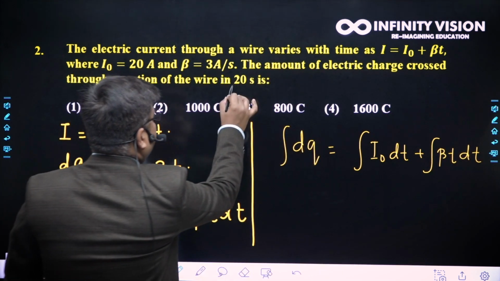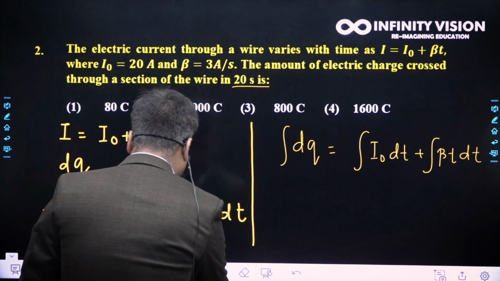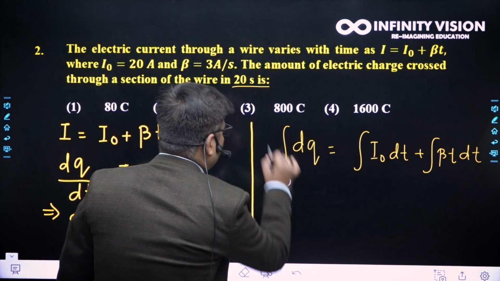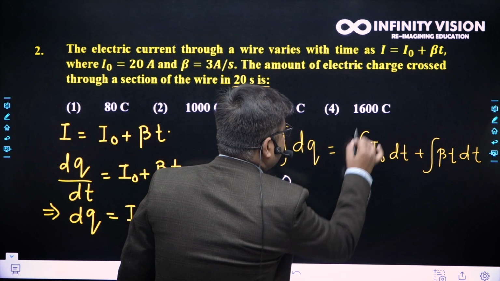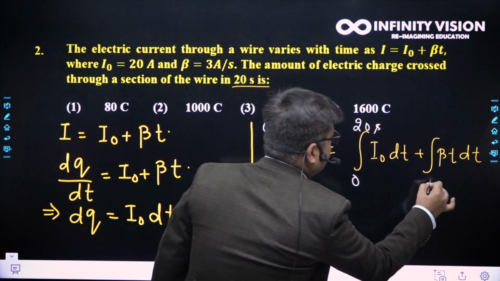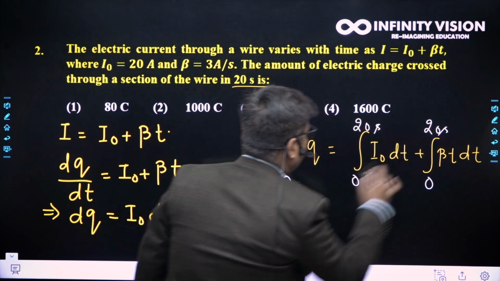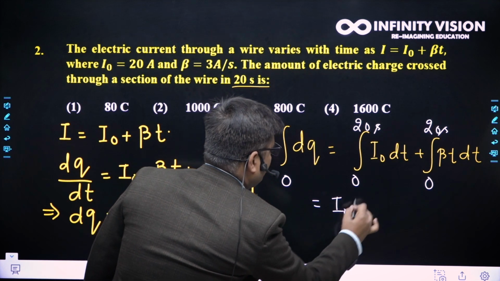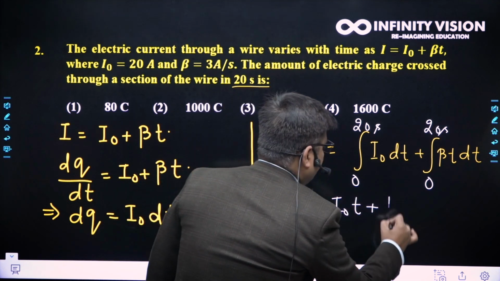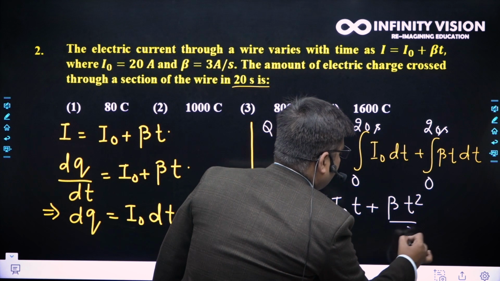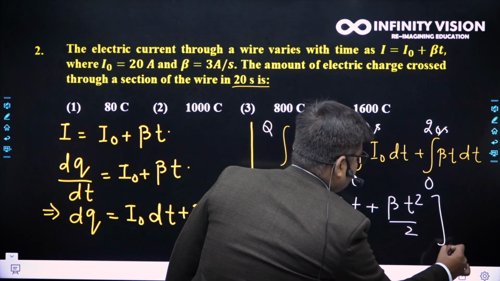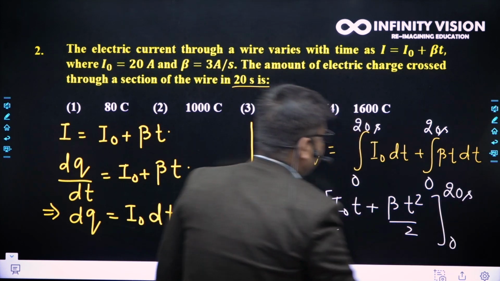The time of 20 seconds means we need to find how much charge will flow in 20 seconds. So let the amount of charge vary from 0 to capital Q, and time is from 0 to 20 second. Here also time is from 0 to 20 second. If we integrate this, we will get I naught t plus beta t square by 2, and the limit will be from 0 to 20 second.